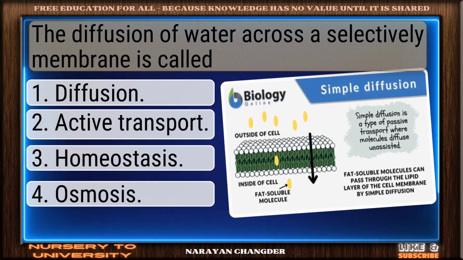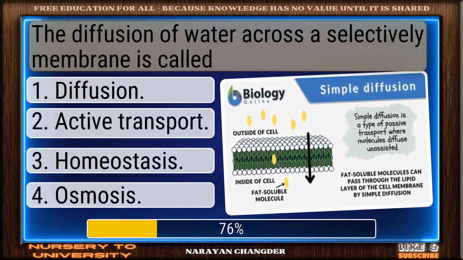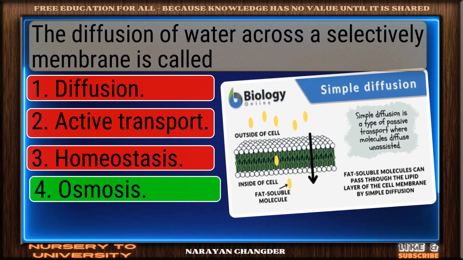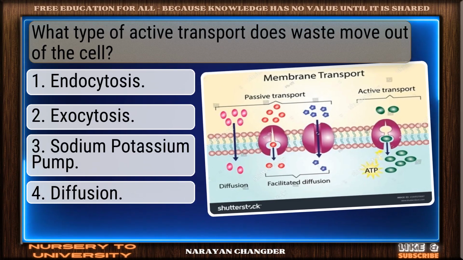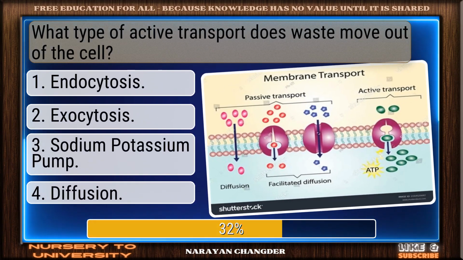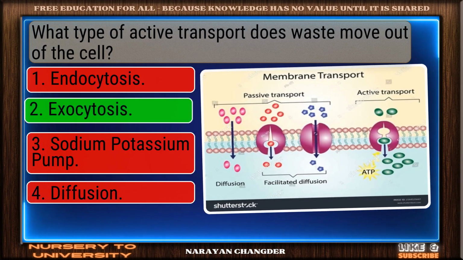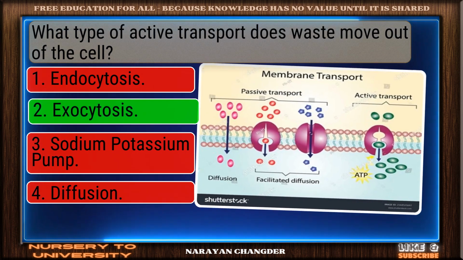The diffusion of water across a selectively permeable membrane is called... Good thinking. Osmosis is the right answer. What type of active transport moves waste out of the cell? Right choice. Exocytosis is the best answer.